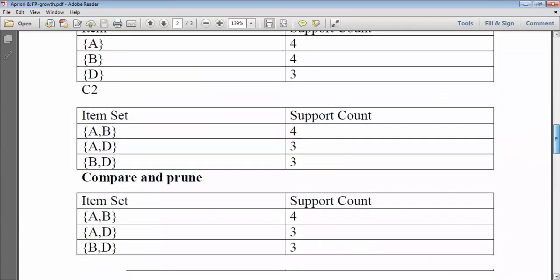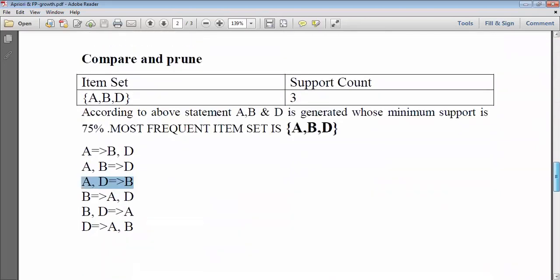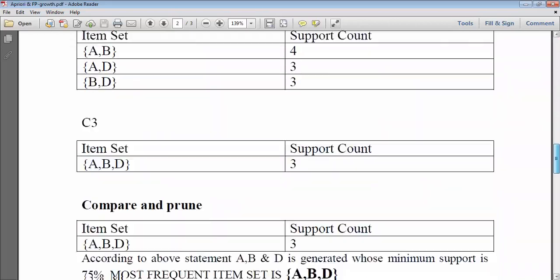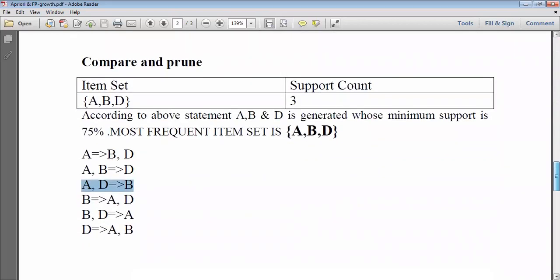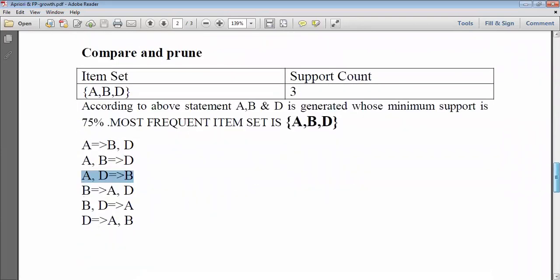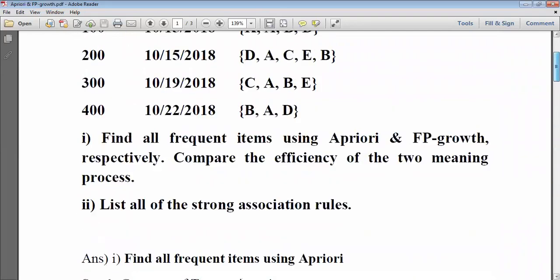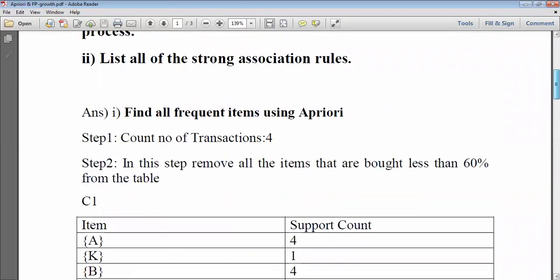Next one, another one, B implies AD, minimum confidence we have to consider. B is 4 times, and AD is 3 times, so 3 by 4. So again, BD is considered as 3, and A is considered as 4. So here also you can remove this. These are the 2 you can remove. Minimum confidence is 75%, but the problem asks for minimum confidence of 80%.